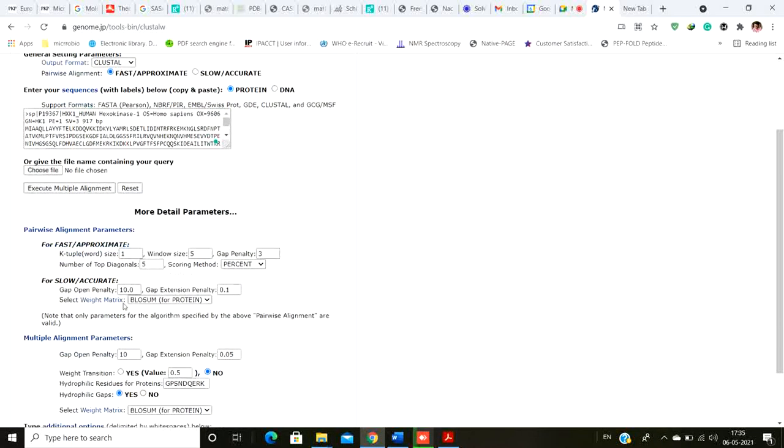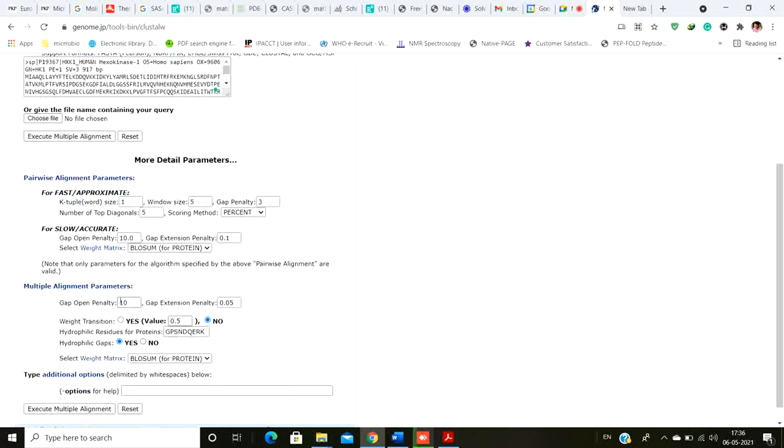And now you can select your weight matrix. You can select BLOSUM or PAM, or you can select GONNET. These are all scoring matrices. Okay, but generally we use PAM or BLOSUM for protein, and if it is DNA, you can use ClustalW. Since this is protein, I'm going to use BLOSUM.